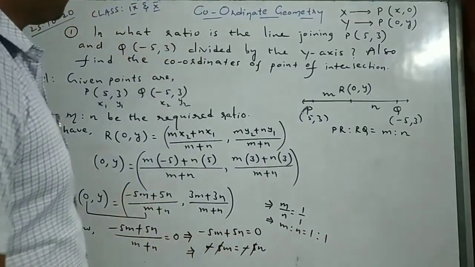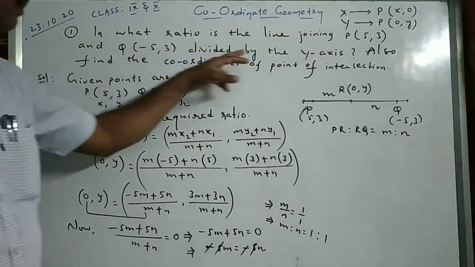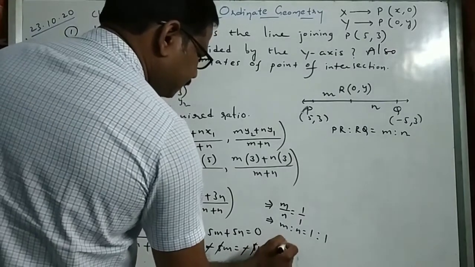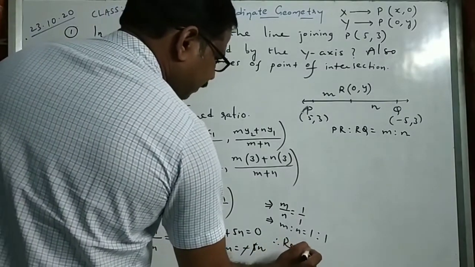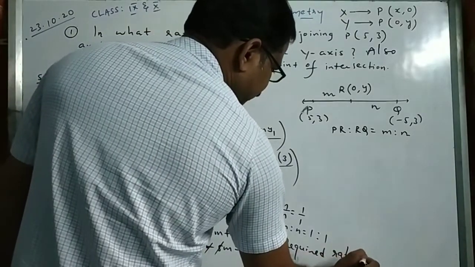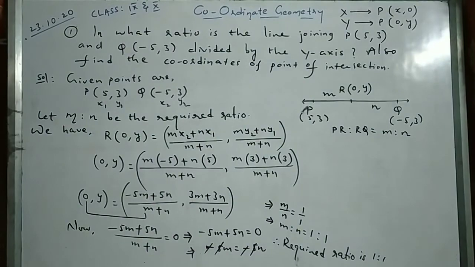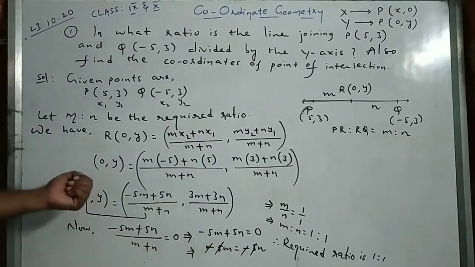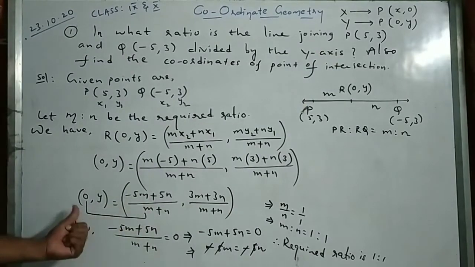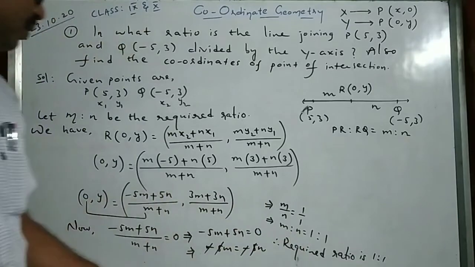So what is the ratio? In what ratio is the line joining P and Q divided by y axis? 1 is to 1. Therefore, the required ratio is 1 is to 1. Ratio we got it. Is that clear? How to make it? Since it is divided by y axis, we should take x coordinate equal to 0. We got the ratio 1 is to 1.